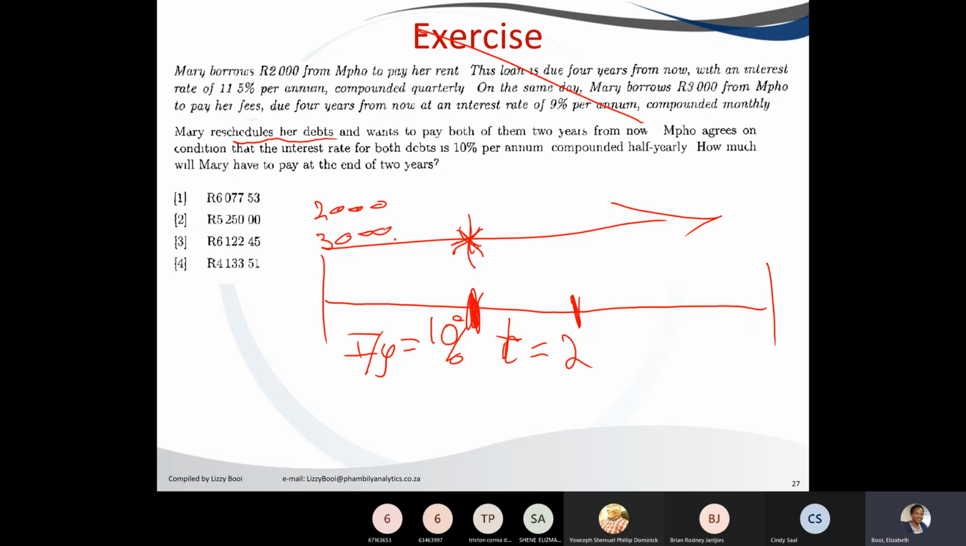So the formula to use will just be S equals P times (1 plus R) to the power of T. You can combine the two debts because they happen at the same time and they go to the same person. So then 5,000 is our present value, our rate is 10%, and our T is 2. And how did you work it out?